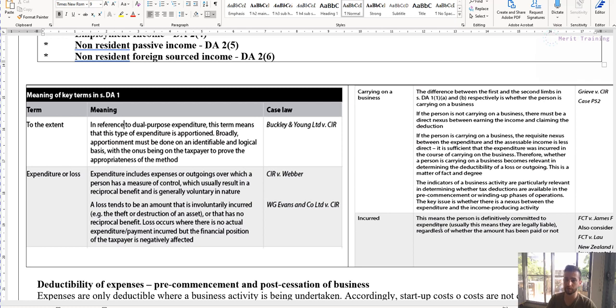Incurred, the definition of that means this person is definitively committed to expenditure. Usually this means they are legally liable regardless of whether the amount has been paid or not. So maybe that's the raising of an invoice and a debt, because once that comes about, then you may have a legal obligation to actually pay that debt, and therefore you could say from the other party's perspective they've incurred it.